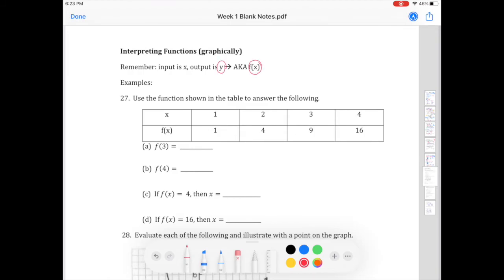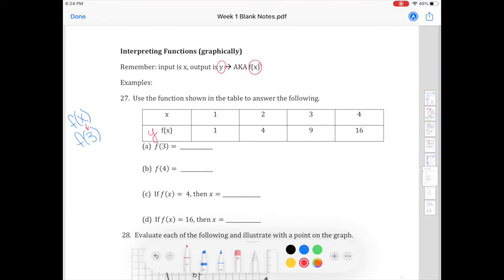So interpreting functions continued. Okay, remember the input is x and the output is y, or in other words, also known as f of x. So this is really like your y row, if you will. Okay, so 27 says use the function shown in the table to answer the following. F of 3. So we're kind of going back to when we first started with functions in this video.